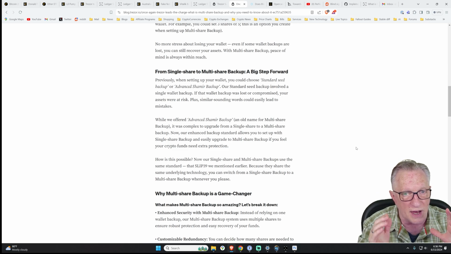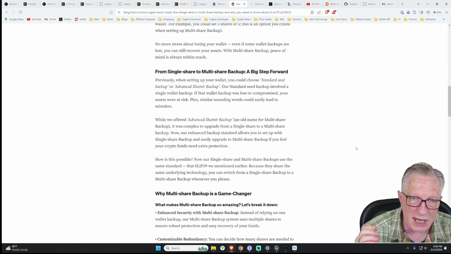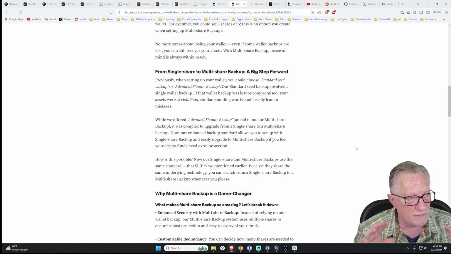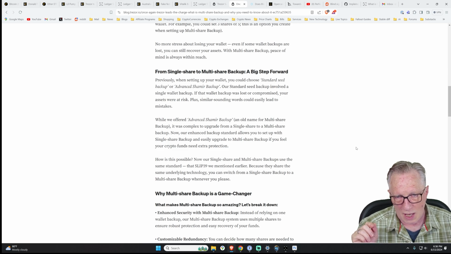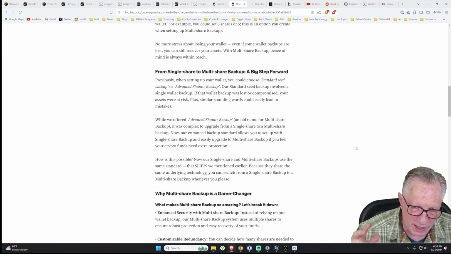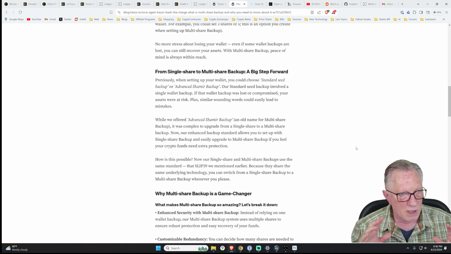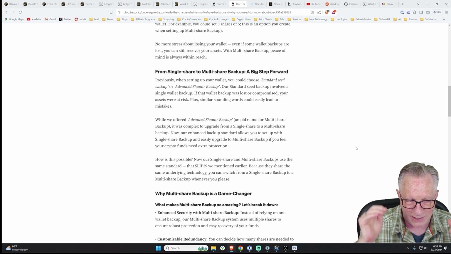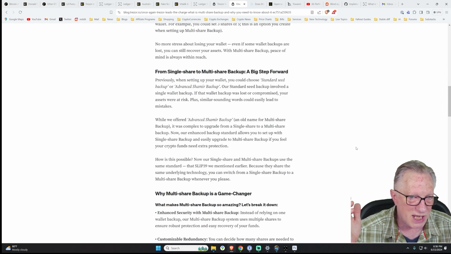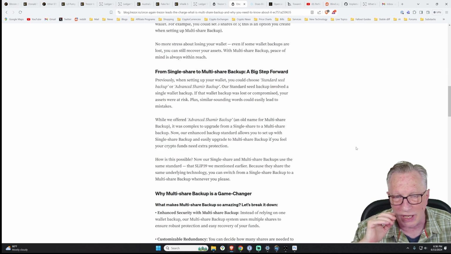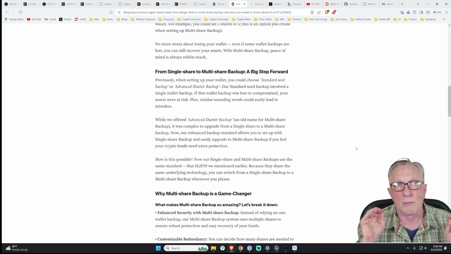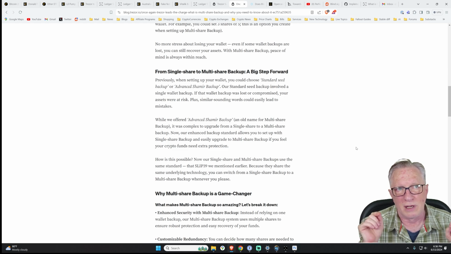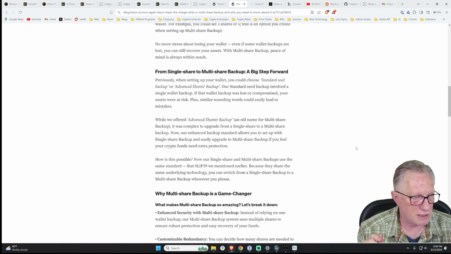They would have to find the threshold. So if it were a five of seven scheme, someone would have to find at least five to gain access to the crypto. And of course, that does increase complexity, and a lot of people start to falter as the backup scheme gets more complex. But this is really an innovative solution to the problem of people losing their seed phrase, right?